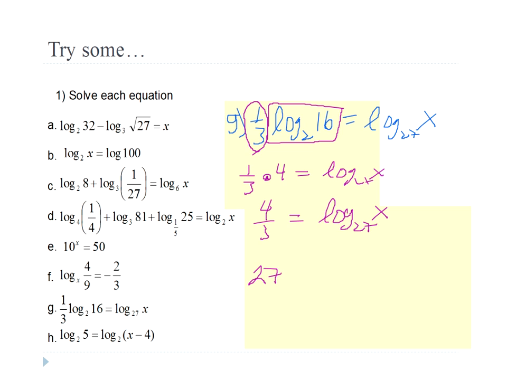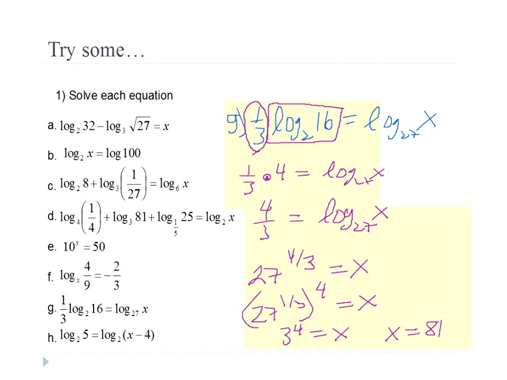Now I'm stuck in log form, so I'm going to go to exponential. I'm going to rip this exponent apart. 27 to the 1 over 3 to the 4 equals x. This is 3 to the 4 equals x, so x equals 81.